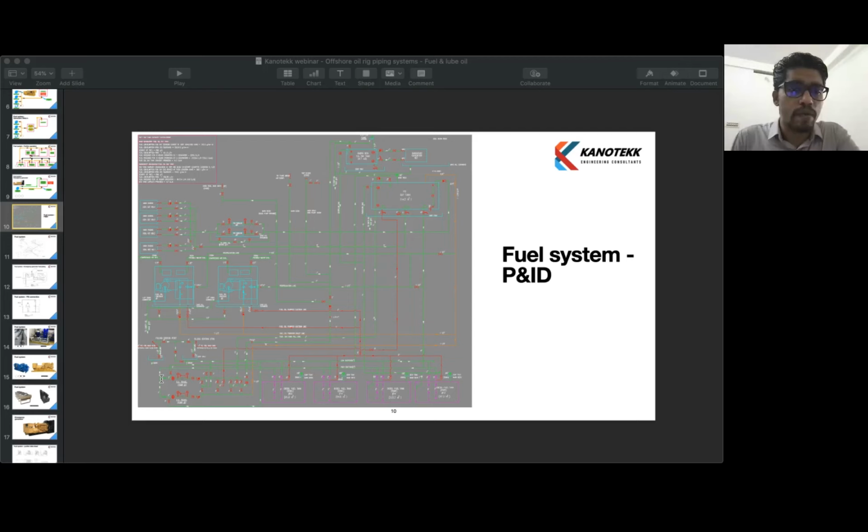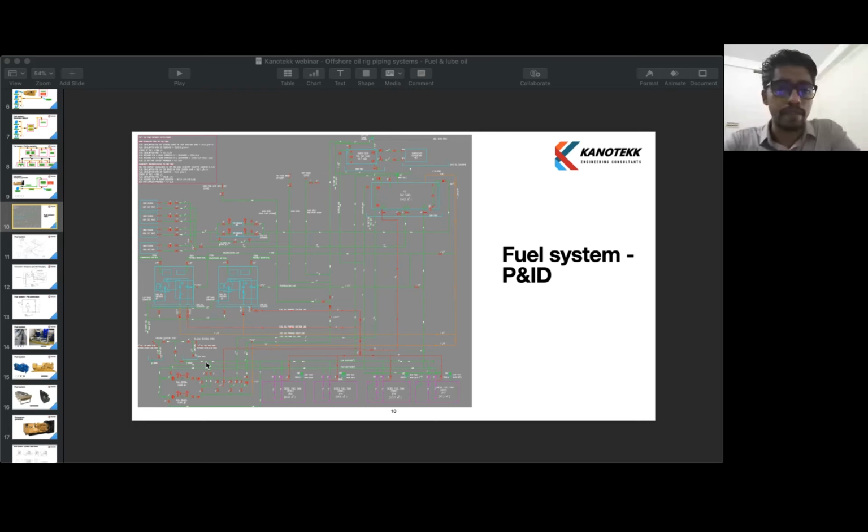Okay, details about oil coolers. Yes, oil coolers are usually air cooled. There will be a fan in the cooler. So this will cool the return fuel oil. This cooled fuel oil is passed to the tanks.